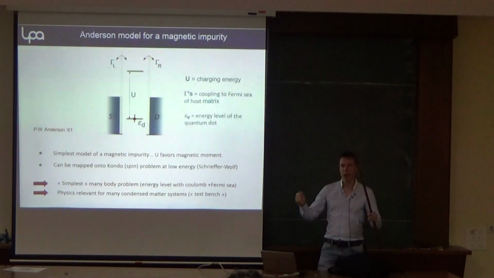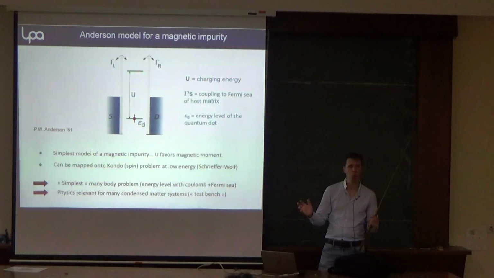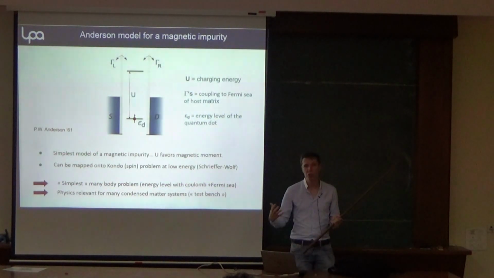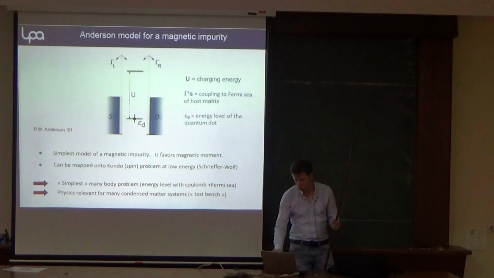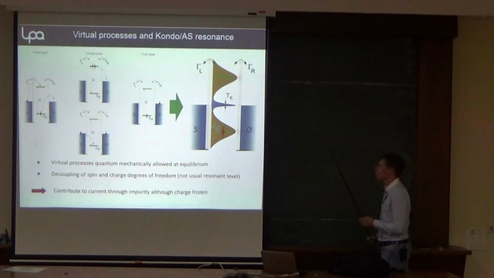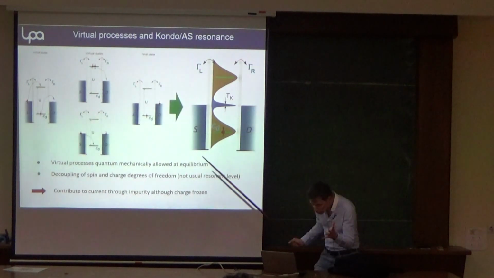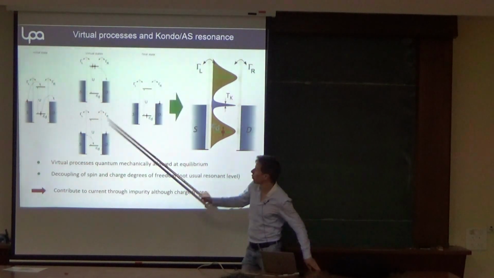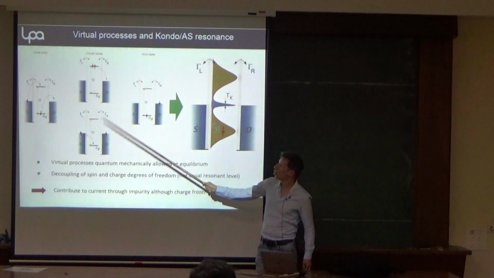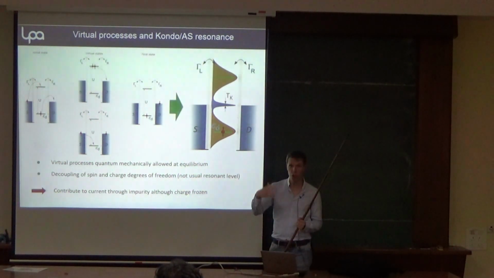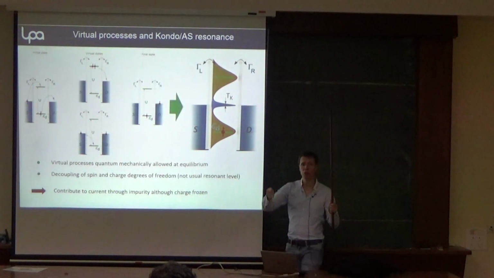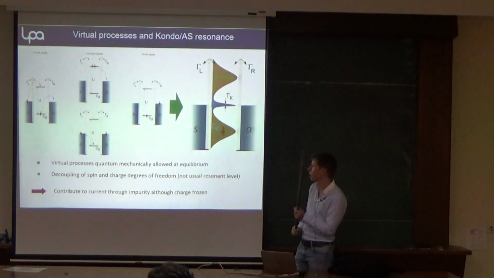For example, people have studied this in transport with exquisite detail in different kinds of systems. There is a pretty good understanding, but still a lot of surprises in this phenomenon, also in transport. But one thing that is not directly observed is the processes which build this many-body resonance, the Kondo resonance, which appears in transport as a peak in the conductance.